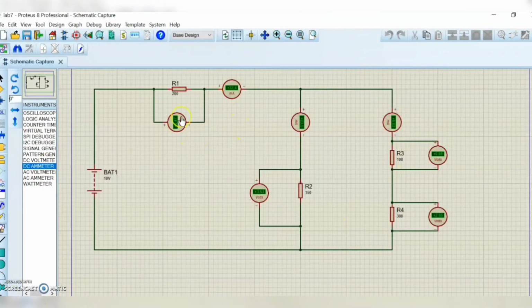Okay. Here is the output. So the output of U is for the voltmeter. This is U. And for I is the ammeter. Okay, that's all for me.